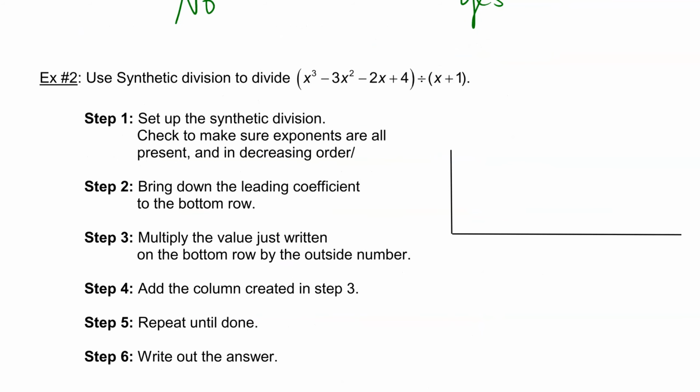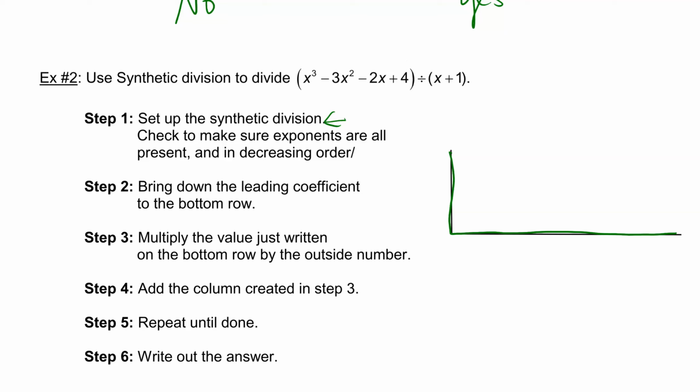So how do you use synthetic division? We have this x cubed minus 3x squared minus 2x plus 4 term, and we're dividing by x minus 1. The first thing you do is set up the synthetic division. You draw an L shape, where the bottom of the L is going out further. Check to make sure all exponents are present and in decreasing order. So 3, 2, this is to the first power, this is 0, right? So we're decreasing and they all are present.